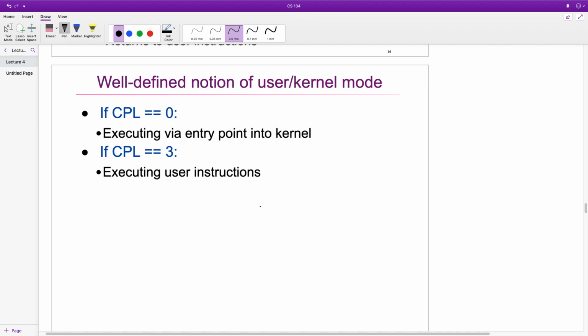Would it be possible to use the segmentation hardware instead to provide isolation and just set up an identity map in the MMU? So segmentation used to be done. It used to be used for that, and you can use segmentation hardware to try and do it.